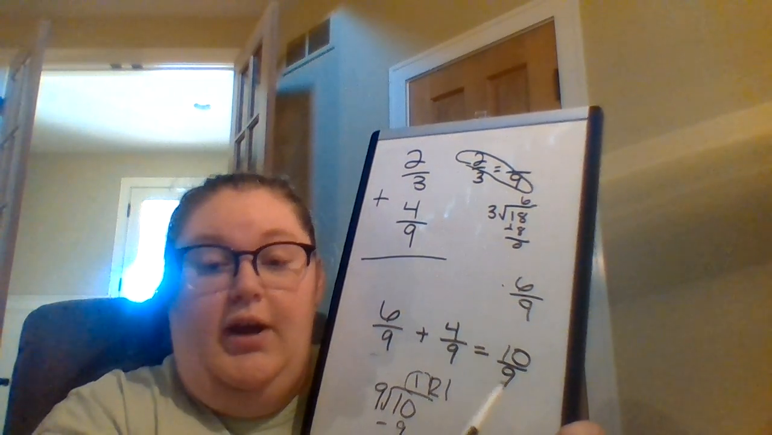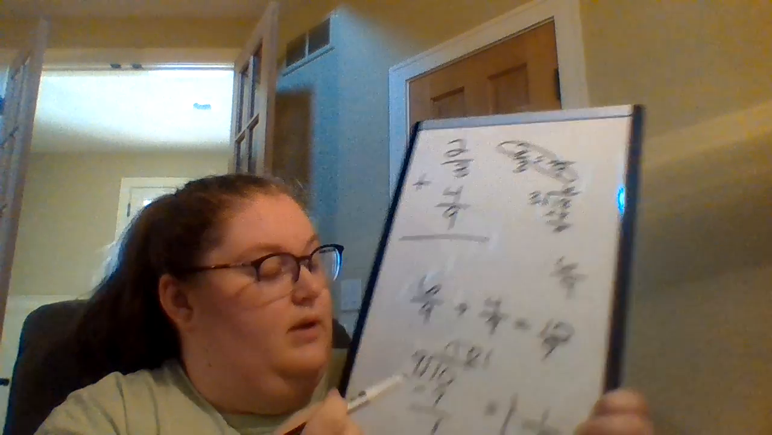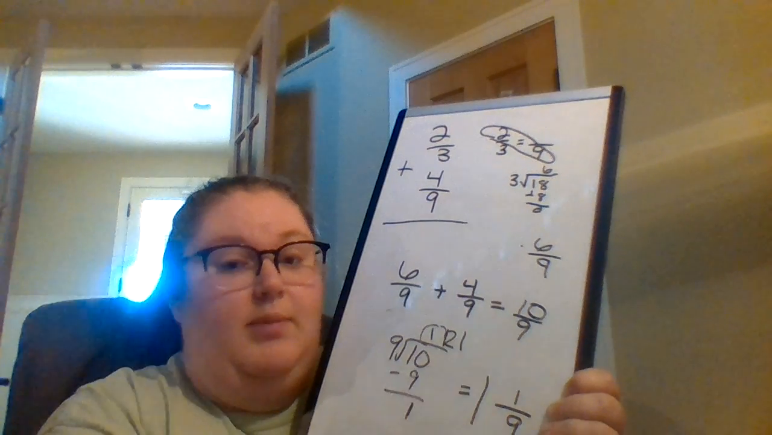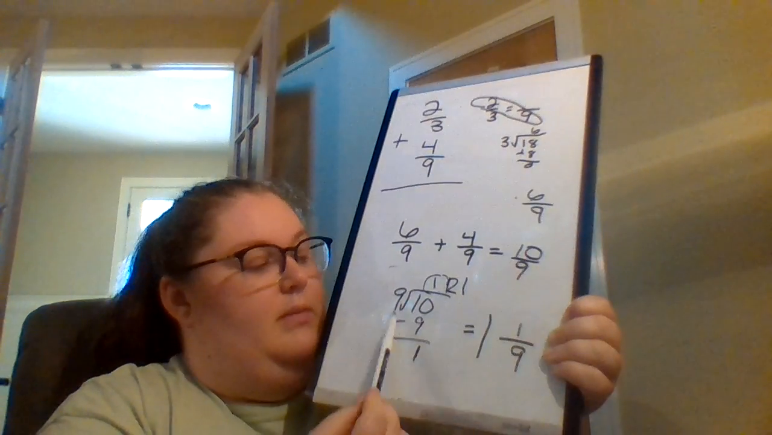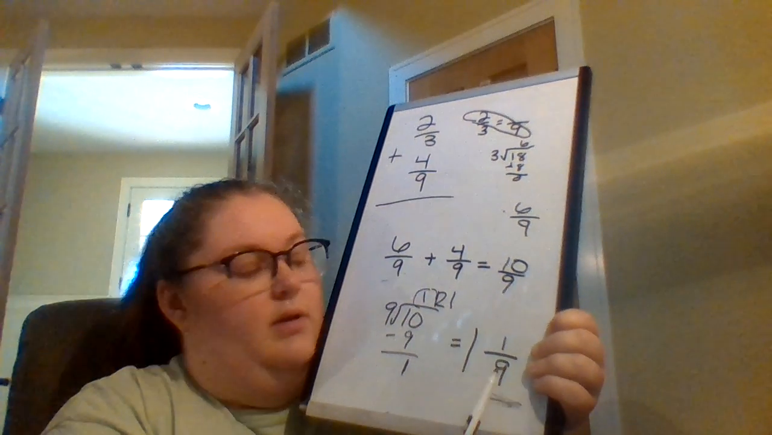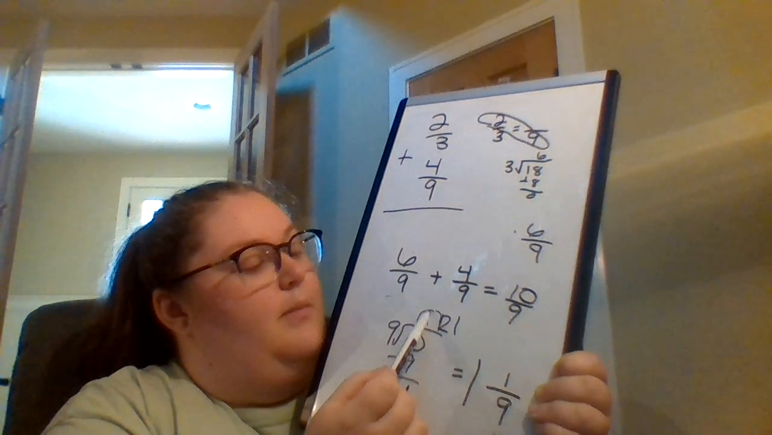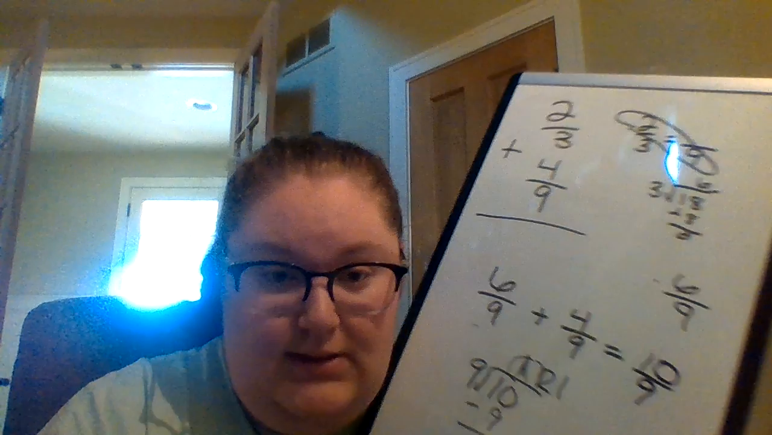But that's an improper fraction, and we want to make it into a whole number or a mixed number. So when I do 10 divided by 9, I get 1 with a remainder of 1. Then my 9 is still the same, I have my remainder as 1, and my 1 as my whole number, to equal 1 and 1/9.